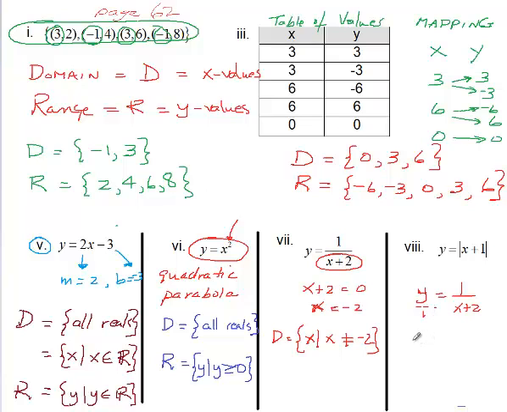So you get y times x plus 2 equals 1. Then divide by y. I'm going to solve for x this time. So x plus 2 equals 1 over y, or x equals 1 over y minus 2. Well, what do you notice? We got 1 over y. So when you have 1 over y, that means y cannot be 0, because you'll have 1 divided by 0. Alright, just one way to look at it.